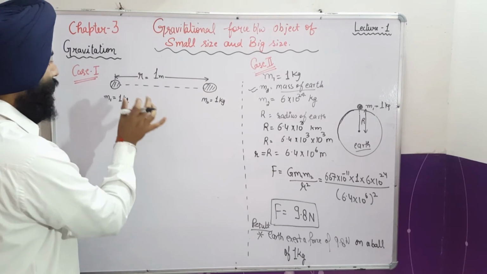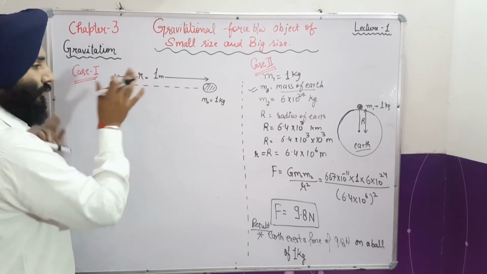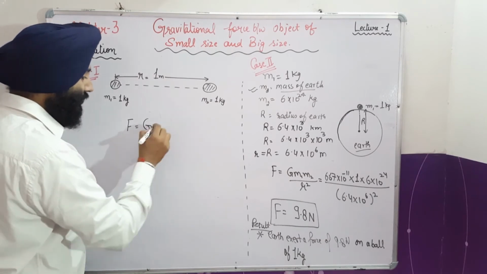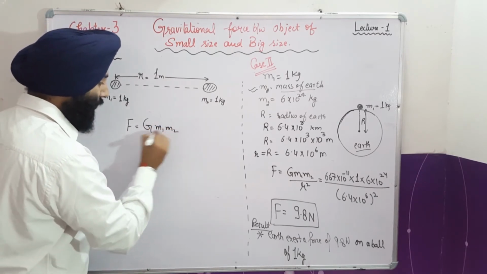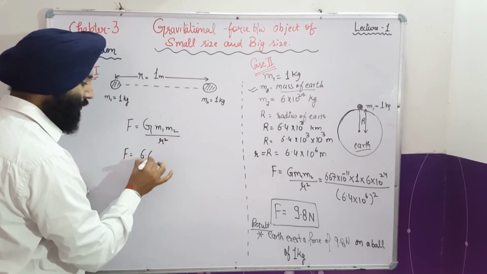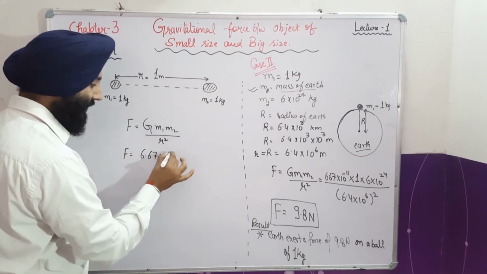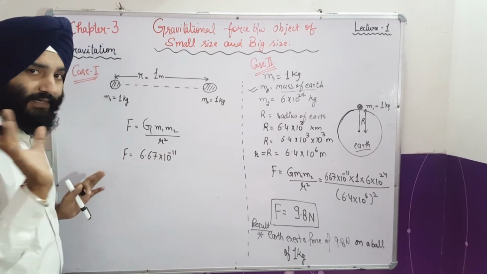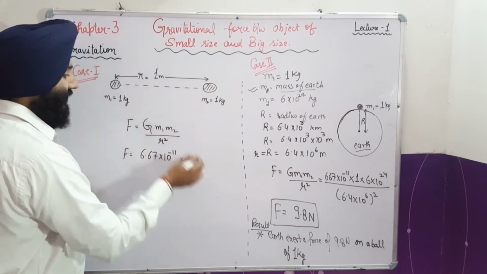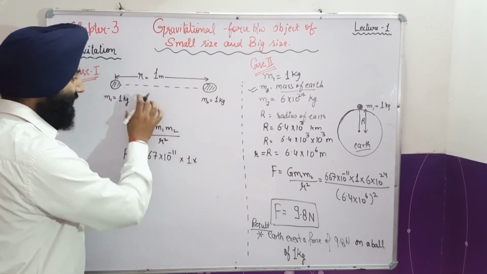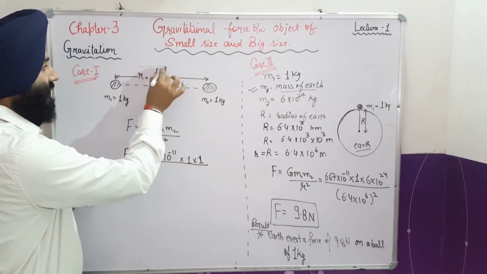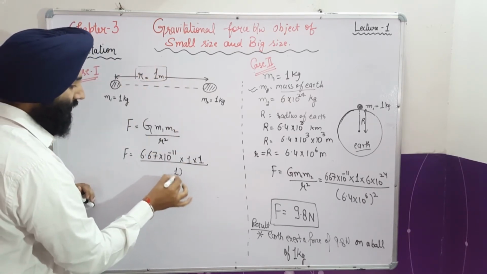So we have to calculate the value of gravitational force in the first case. F is equal to G m1 m2 upon r square, and you know the value of G, that is 6.67 into 10 raised to power minus 11, which is the universal gravitational constant, and the value of G is constant everywhere. Mass m1 is 1 kg and mass m2 is again 1 kg, and the distance between these two objects is 1 meter, so 1 square.